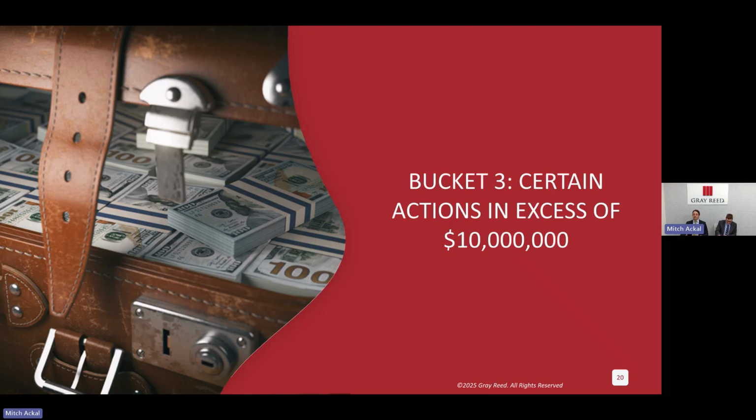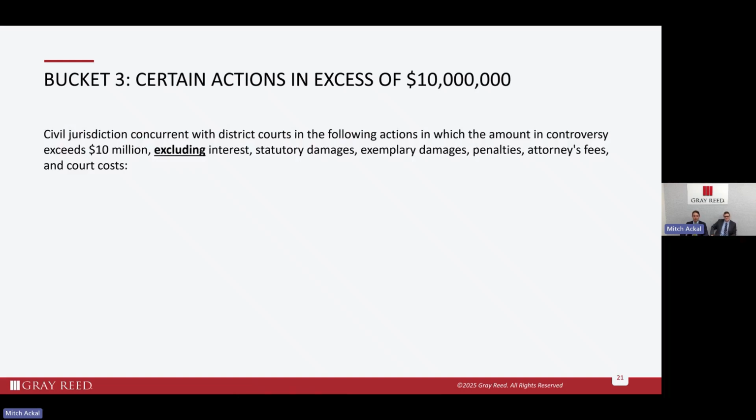Bucket 3, these are certain actions in excess of $10 million. And again, like bucket 1, the amount in controversy requirement excludes your attorney's fees, exemplary damages, court costs, etc. And again, these actions can also be brought in district court. So business court has concurrent jurisdiction with the district courts over these types of actions.